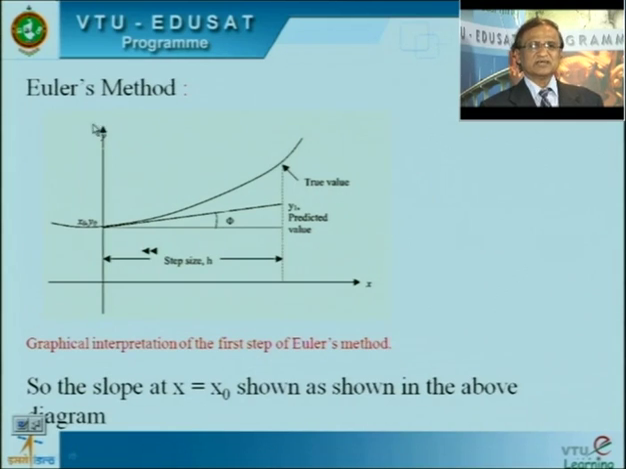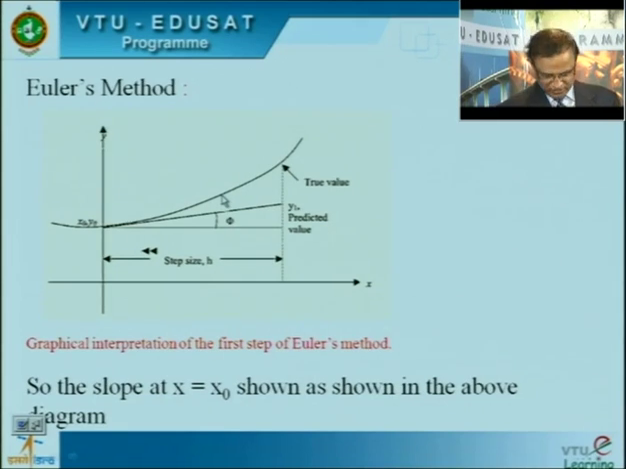We can represent Euler's method graphically. Say for example, this is the true solution. You know x naught and y naught, and the solution passes through the point x naught, y naught. Now, by using Euler's formula, we are going to find y 1. We call this a predicted value, and we use the step length. Here h represents the step length. So, graphically we can represent Euler's method in this form.